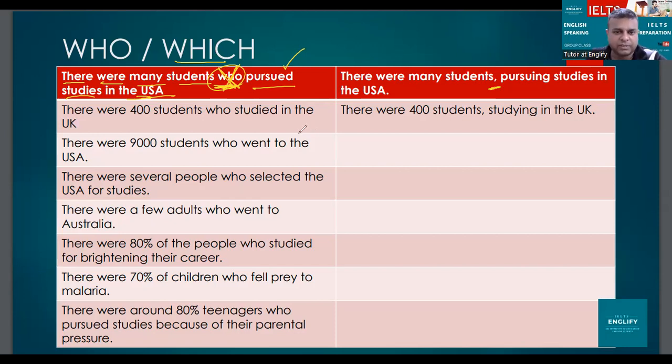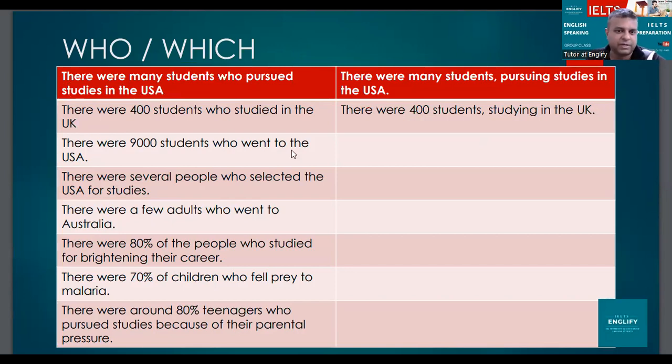Before we actually begin, let's read the other example too. So there were 400 students. Now these are plural, students who studied in the UK. So we made it: there were 400 students, comma, studying in the UK. The sentence still means the same. It's still in past tense because you are using the past auxiliary verb here. Cool, is that okay?